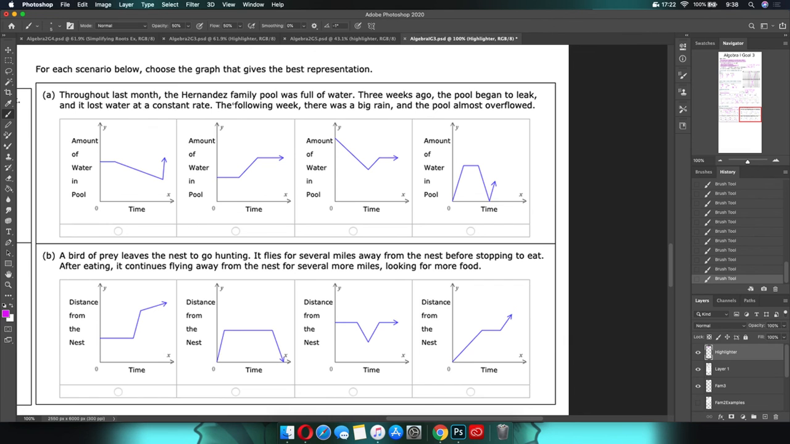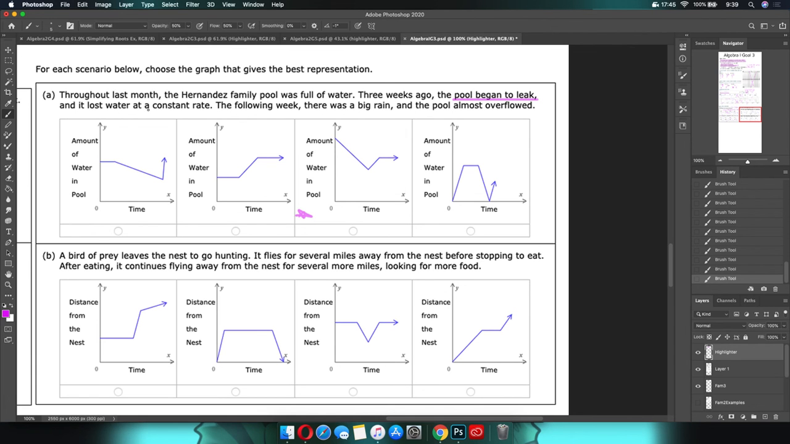Throughout the last month, the family has a pool full of water. Ms. Dubois can read. Three weeks ago, the pool began to leak, so it started by going down. So that leads me to think it's this one, but it did talk about the fact that it was full of water, in other words, meaning that there might have been water to start. So I like this one, but let's double check.